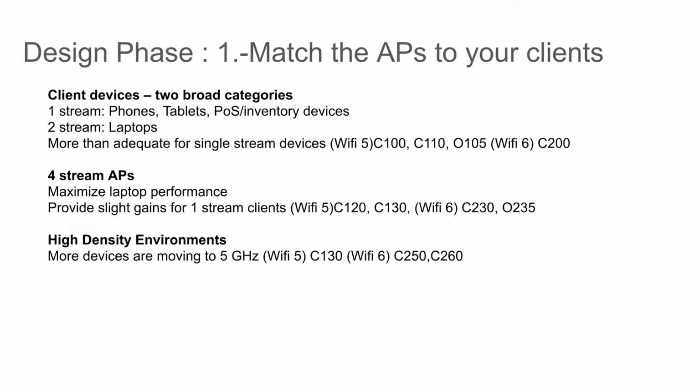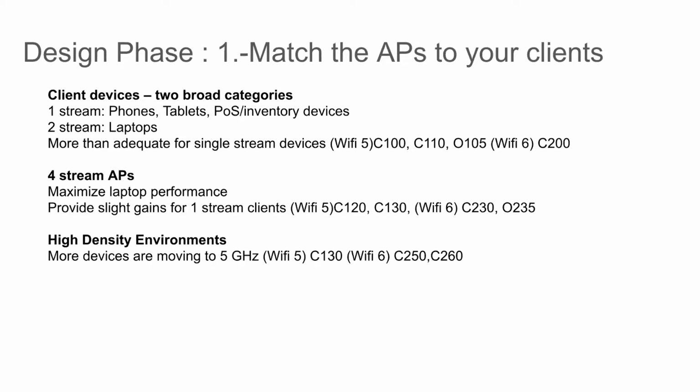As I explained before, the first phase of the design is the definition of the right model of the AP. For example, in the universities, going back again, because this is a typical case for us, the best model is a 4x4. In Wi-Fi 5, we have the Arista C130. In Wi-Fi 6, we have the C230. And this is ideal because this one has 4 spatial streams per radio. So this product is very good in this environment.